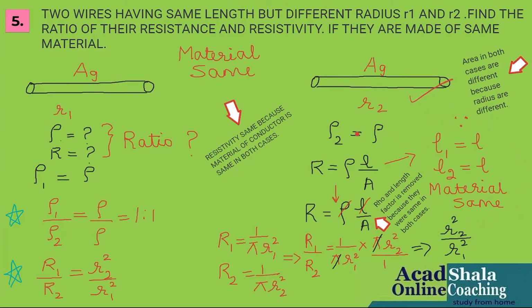Okay, in the second case, now I know the resistivity is the same. So I've taken out the ratio of resistivity. It's all done. Now I will concentrate on the resistance. The formula is R is equal to rho L upon A.